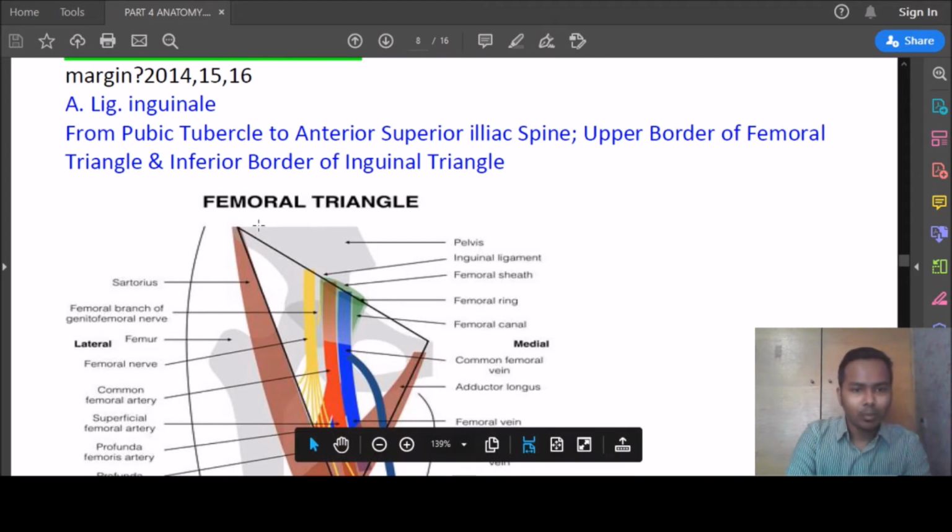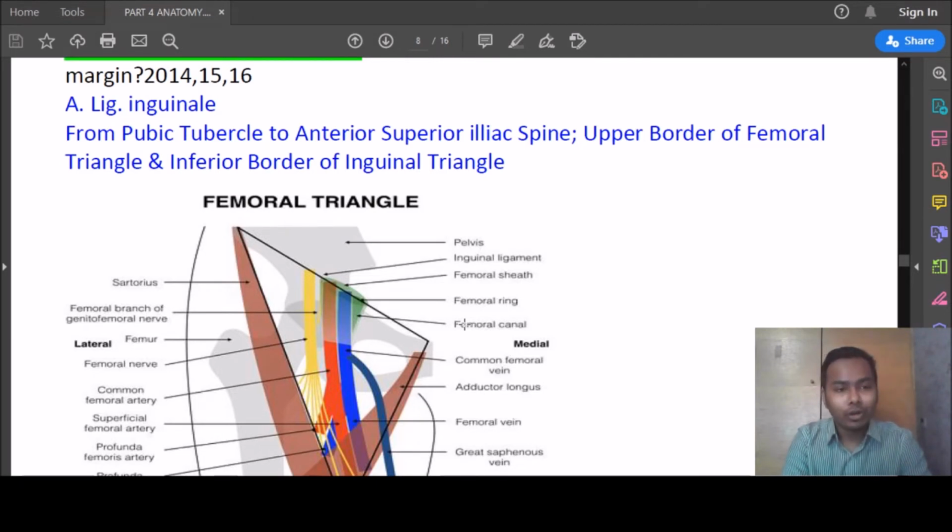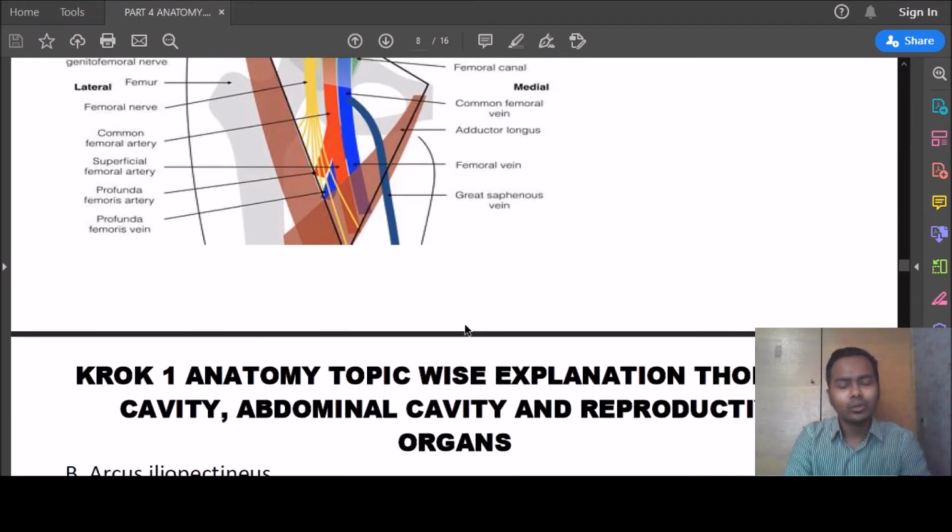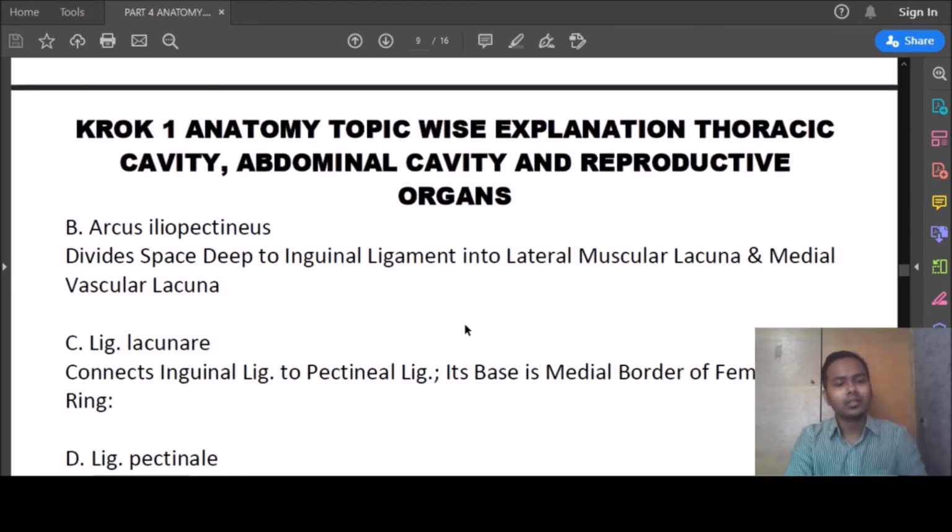You can see the upper border is the inguinal ligament, from the pubic tubercle to the anterior superior iliac spine, which is the upper border of the femoral triangle and the inferior border of the inguinal triangle. You can go through my video so you can understand better.